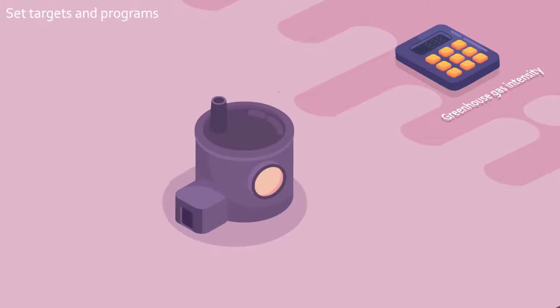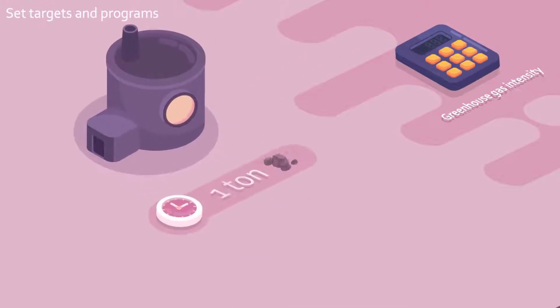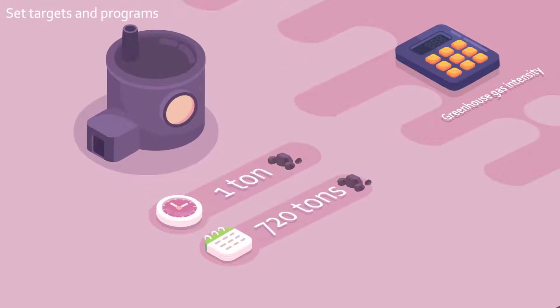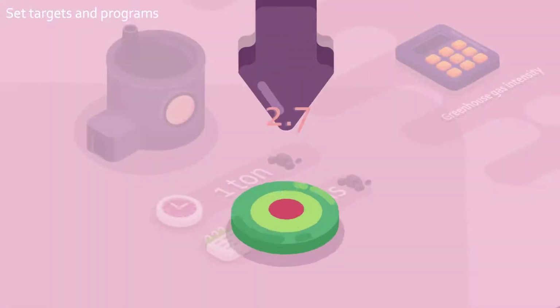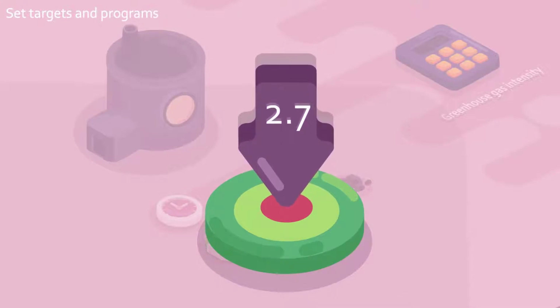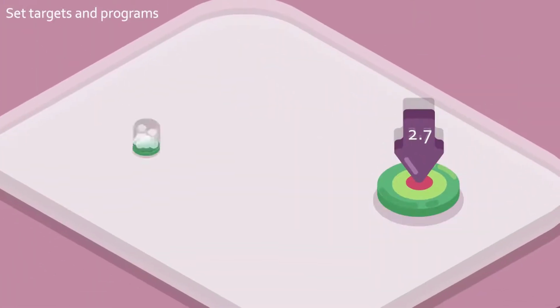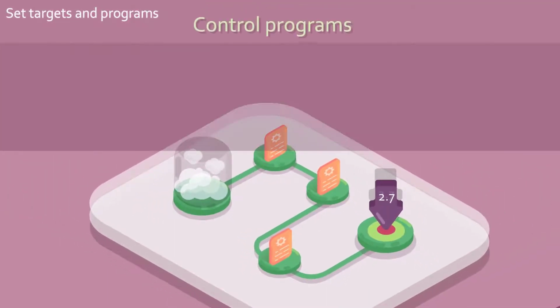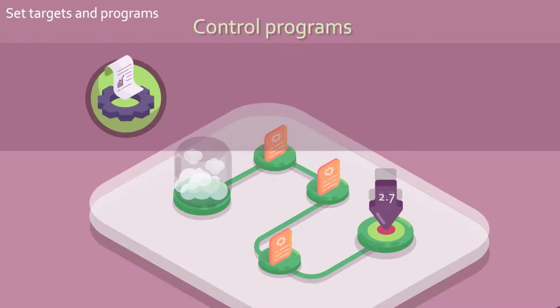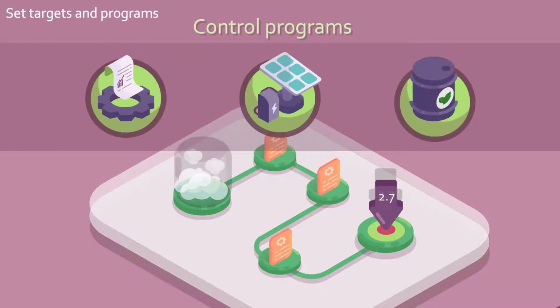For example, if your furnace processes 1 ton of ore per hour, your GHG intensity is 1,933 tons GHG divided by 720 tons of ore. Then you can set targets to reduce this GHG intensity. To achieve your targets, establish the measures necessary to control greenhouse gas emissions. Usually these programs aim to improve efficiency or switch to renewable energy or lower emission fuels.